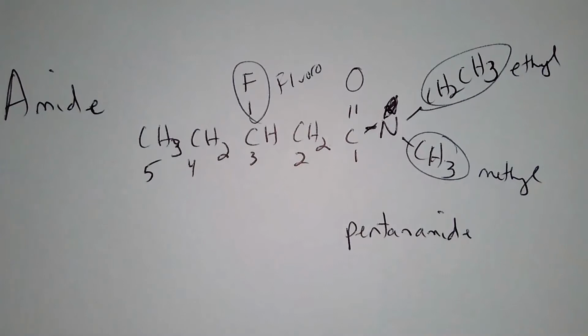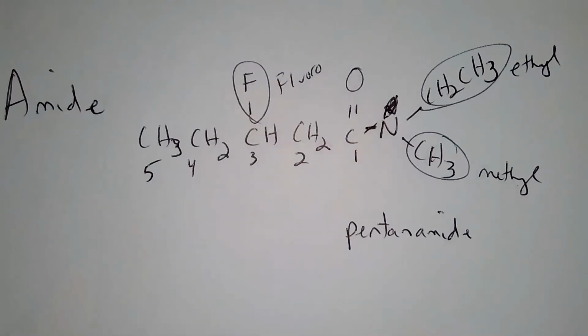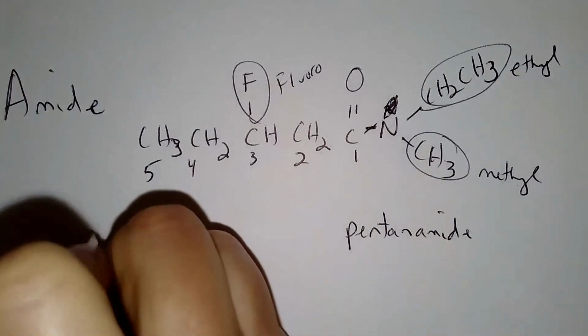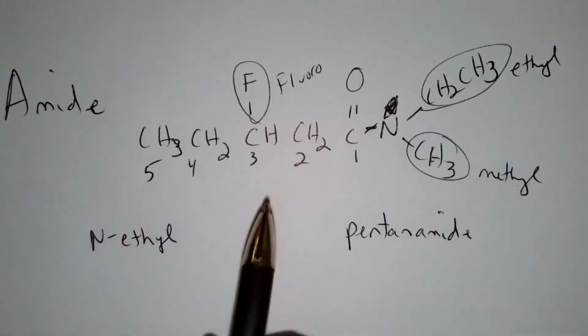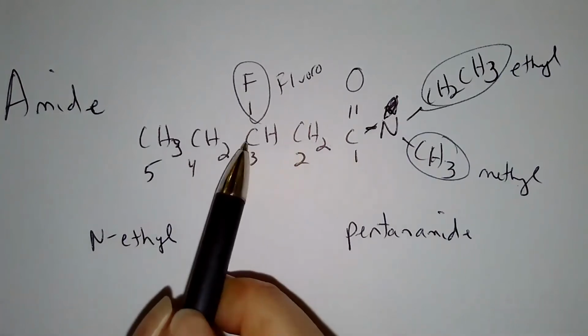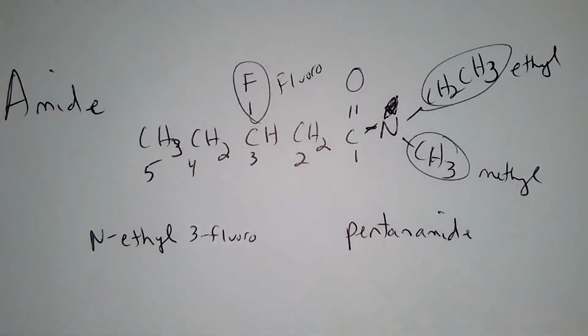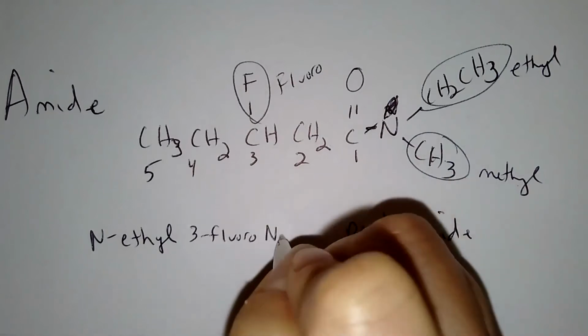And then you want to look at your branches. So I have an ethyl, I have a methyl, and I have a fluoro. So again, I just got to keep the alphabet in mind. So ethyl is going to come first, so I'm going to do N-ethyl. And then off of the third carbon here, I have a fluoro. And then I have a methyl group, so it's an N-methyl.